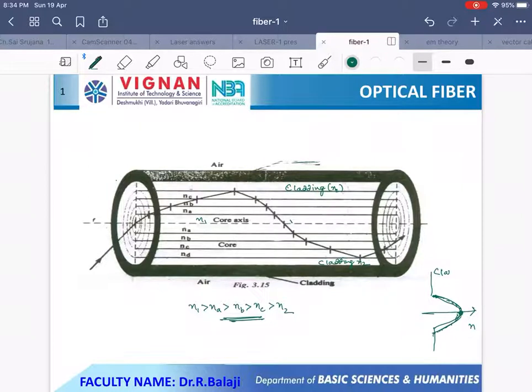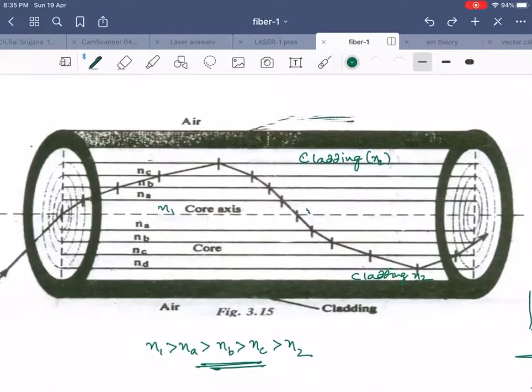So this is the gradient index optical fiber. In the core you have different layers with different refractive index values. The refractive index values are such that N1, the inner core refractive index, is greater than Na, greater than Nb, greater than Nc, greater than N2, which is the refractive index of the cladding, right? I will zoom in.